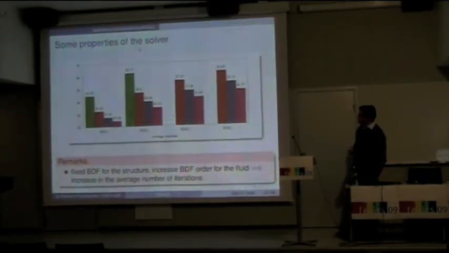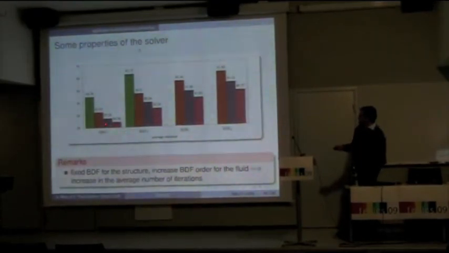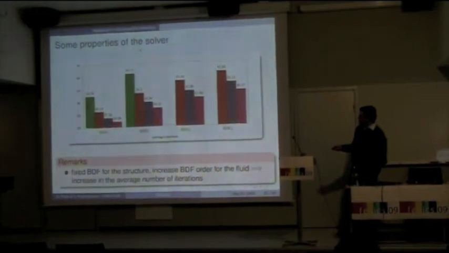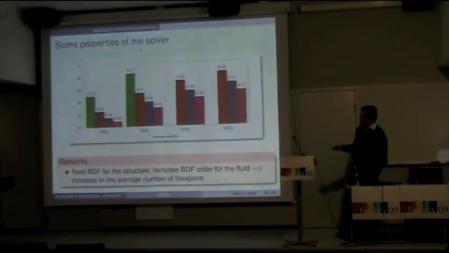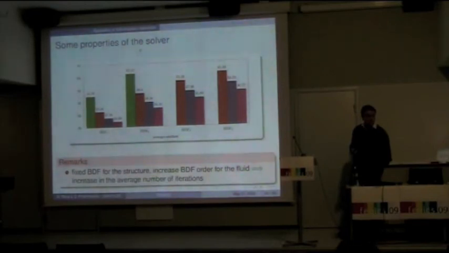And the same here. On the other hand, if you look at it that way, what you do is increase the BDF for the fluid and fix the BDF for the structure. So for example, we look at the red rectangle here. Each time the average number of iterations increases. And here we have no green part, which means that the fixed point actually didn't converge. So for BDF1 for the structure here, it didn't converge.